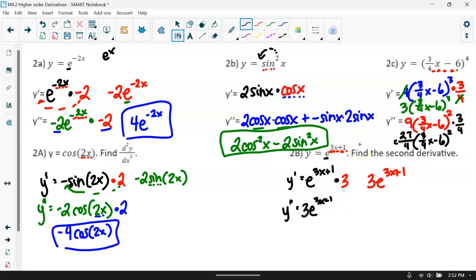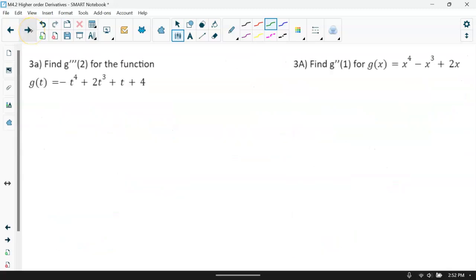E to the x, still e to the x. Then times, again, the derivative of the inside function, which is 3. Notice we've got 3 times 3, 9, e to the 3x plus 1. That is the second derivative. So now last type of problem is what if we have to evaluate? Notice how this is not just saying g of x or the derivative of x. So we are going to find the value when x is 2, but for the third derivative.